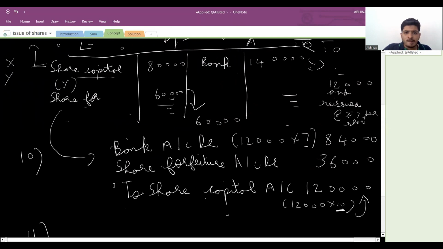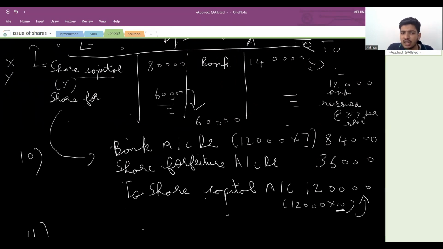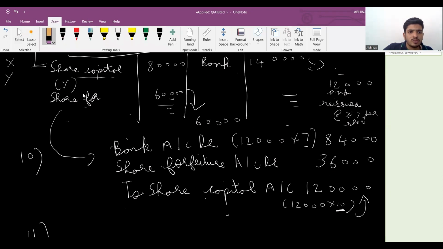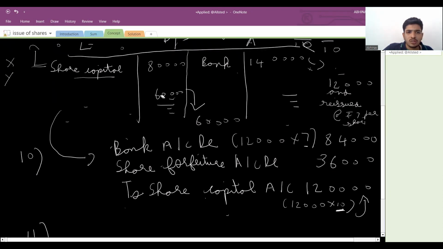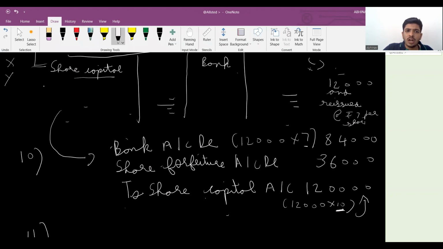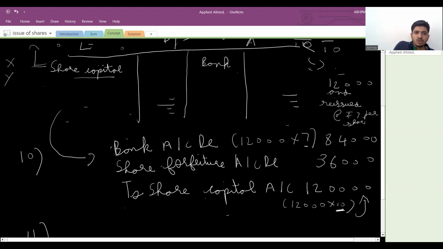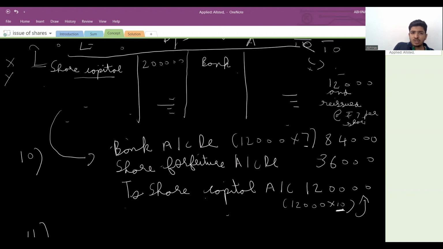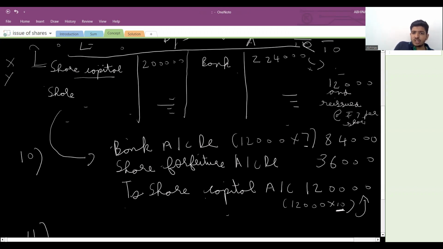Right now, let's see again if it's actually tallying the balance sheet. So first, the share capital was 180,000. Now another 1,20,000 gets added, so it's totally 2 lakhs. And the bank was 1,40,000 before. Now 84,000 gets added, so it's 2,24,000. And the balance share forfeiture account was 60,000 before. 30,000 of share forfeiture gets reduced. So if 30,000 gets reduced, 24,000 is left. Still the balance sheet is tallying.